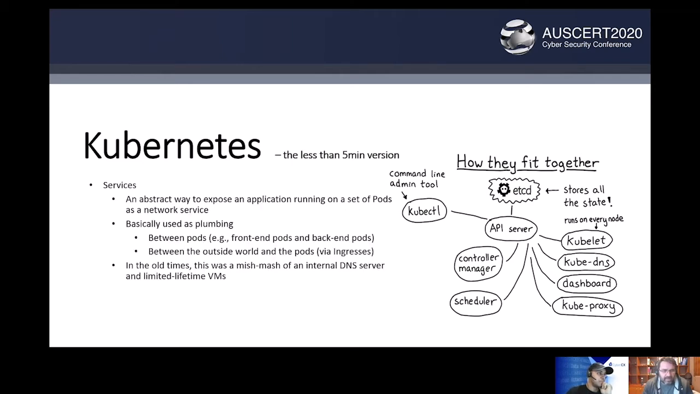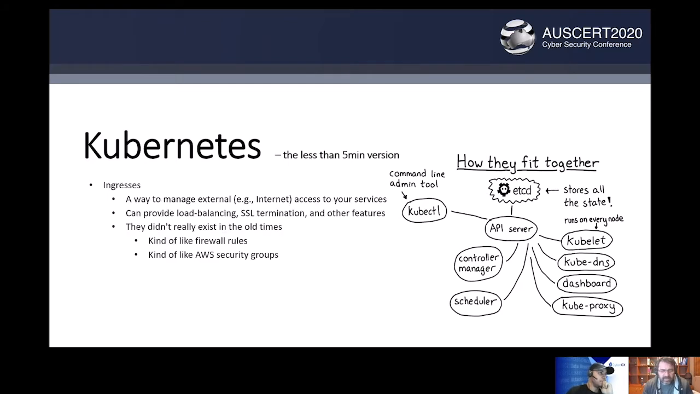Services is just a way of abstracting the application and exposing it as a network service. You can think of it as plumbing: the communication between pods themselves, back end, front end, as well as to the outside, using ingresses into and out of the Kubernetes cluster. And then I just mentioned ingresses. Ingresses is a simple way to manage access to your servers. It can provide load balancing, SSL termination, and a host of other features. It's almost like firewall rules, almost like AWS security groups, but it's useful to keep an eye on these.